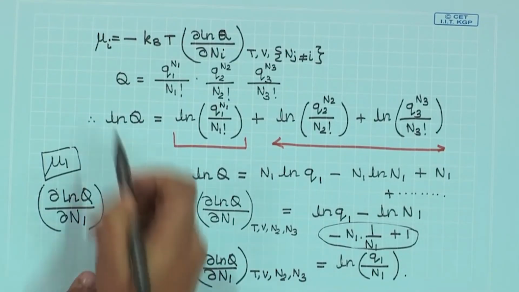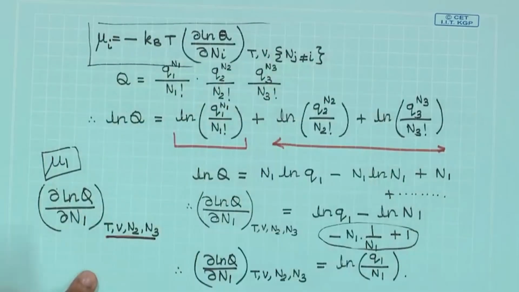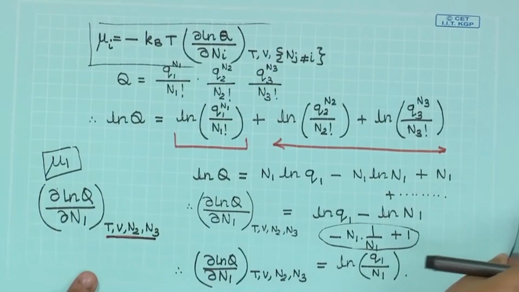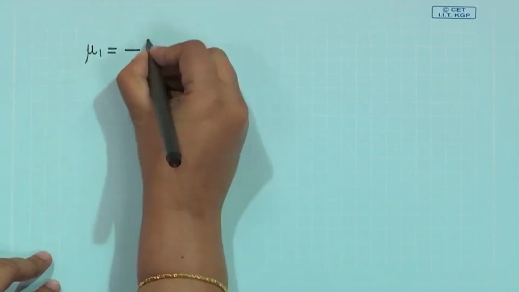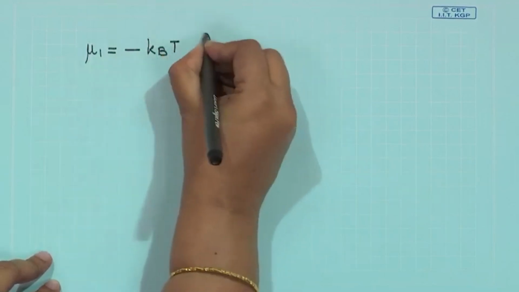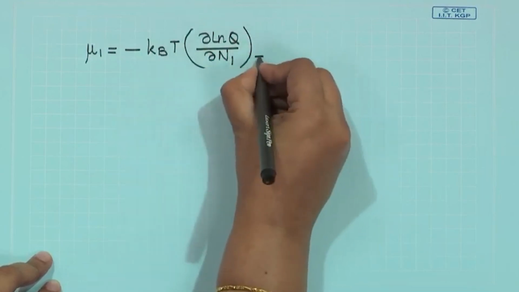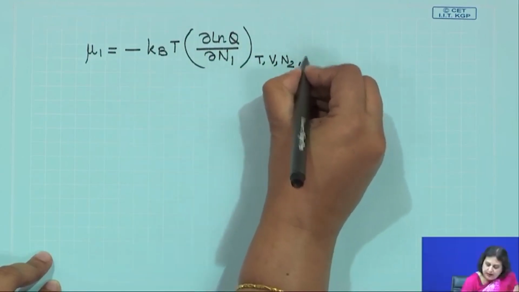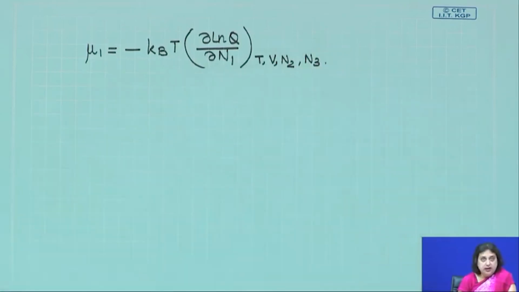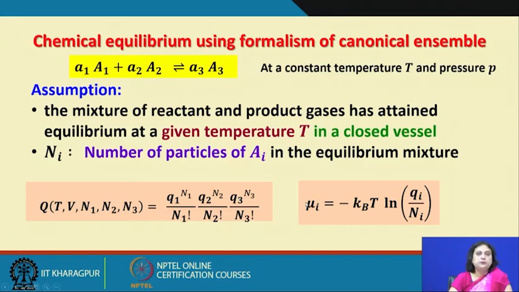right. So, going back, since I know that mu 1 will be given by this relationship, I can very easily write that mu 1 would be equal to minus kBT del ln Q del N1, keeping temperature, volume, N2 and N3 constant. So, in general I should be able to write that mu i, for the ith species present in the reaction mixture, is minus kBT ln Qi by Ni.